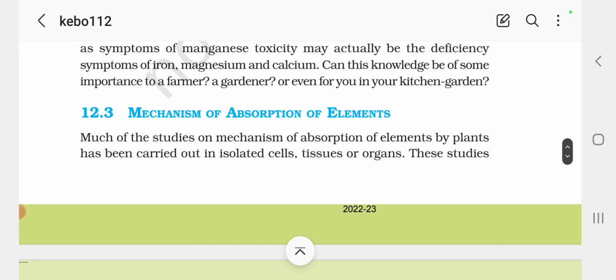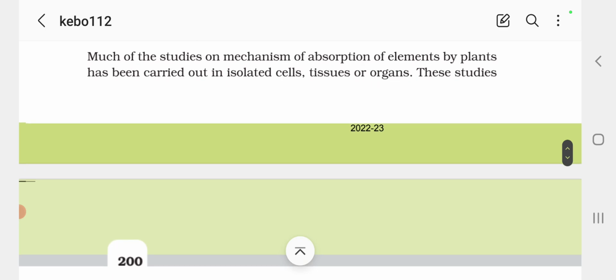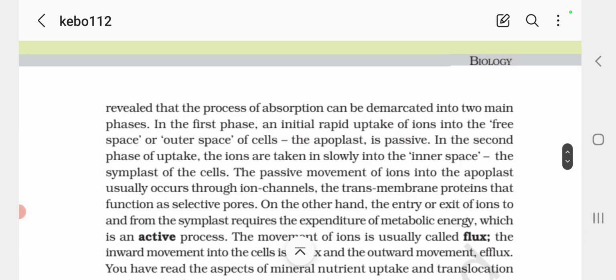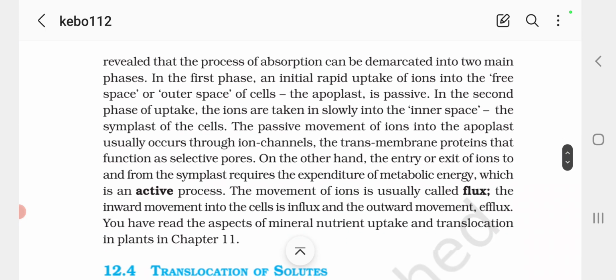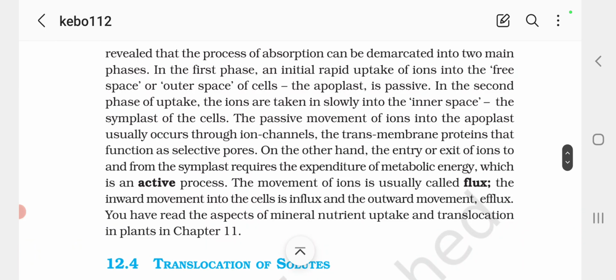Much of the studies on the mechanism of absorption of elements by plants has been carried out in isolated cells, tissues, or organs. They reveal that the plant process of absorption can be demarcated into two main phases. In the first phase, an initial rapid uptake of ions into the free space or outer space of cells, the apoplast, is passive. In the second phase of the uptake, the ions are taken slowly into the inner space, the symplast of the cells.